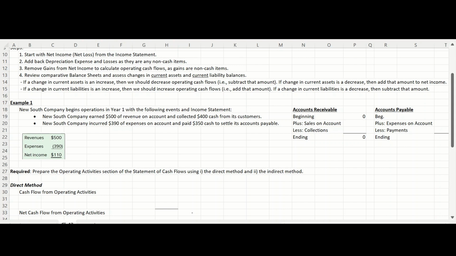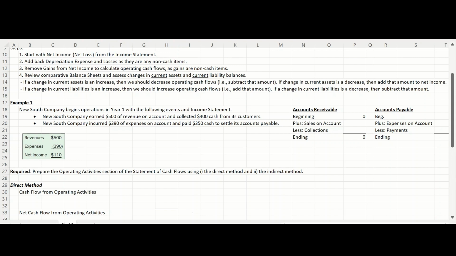The problem wants us to prepare the operating activities section of the statement of cash flows using both the direct method and the indirect method. So let's start with the direct method, which is the simplest, which is the method that we are used to preparing.